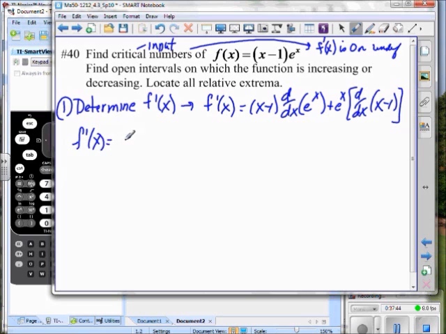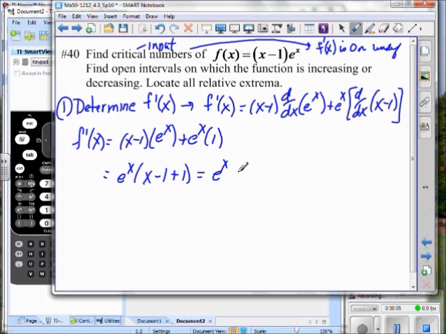So the derivative would be x minus 1. What's the derivative of e to the x? E to the x, okay. Plus e to the x times the derivative of x minus 1. Just 1, okay. I can factor out an e to the x, and I have x minus 1 plus 1, or simply e to the x times x.